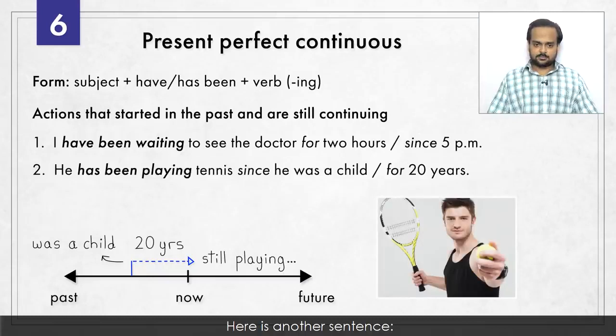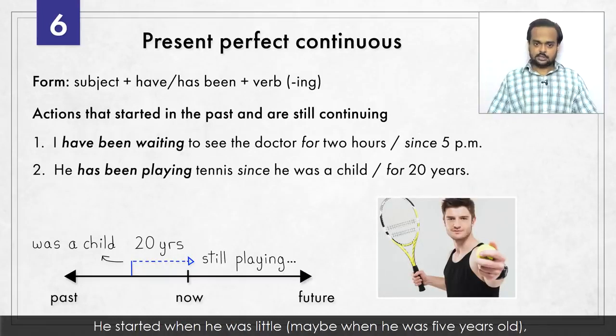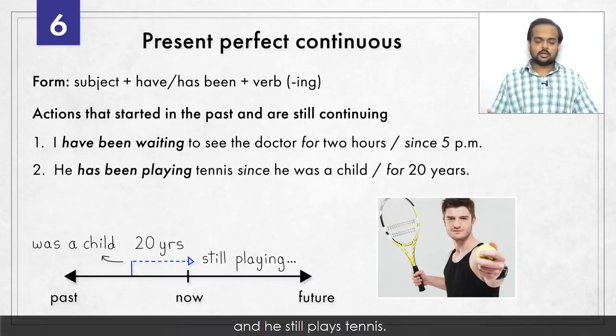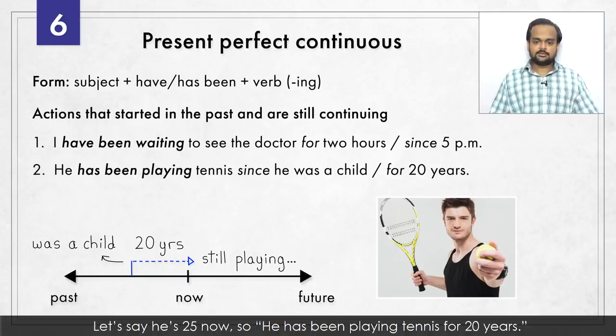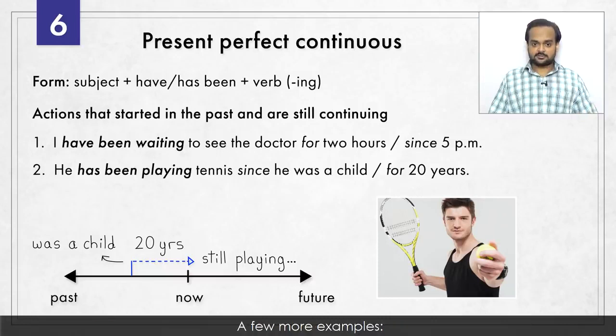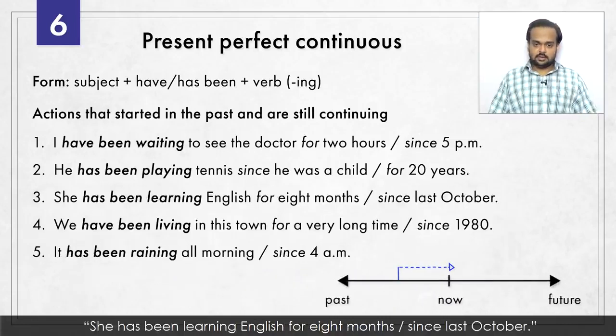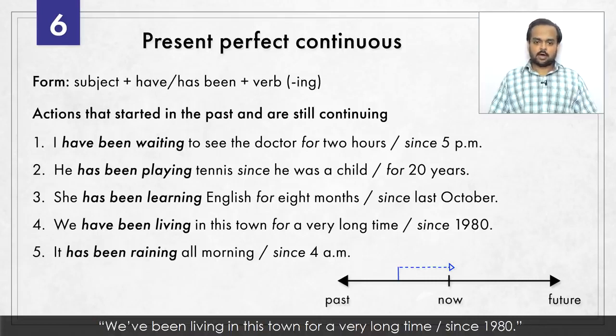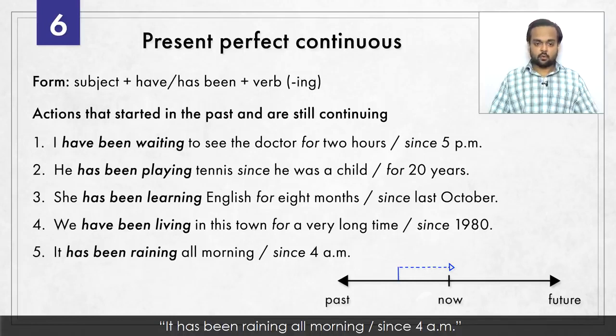Here's another sentence. He has been playing tennis since he was a child. He started when he was little, maybe when he was 5 years old, and he still plays tennis. Let's say he's 25 now, so he's been playing tennis for 20 years. A few more examples. She has been learning English for 8 months or since last October. We've been living in this town for a very long time, or since 1980. It has been raining all morning, or since 4 a.m.